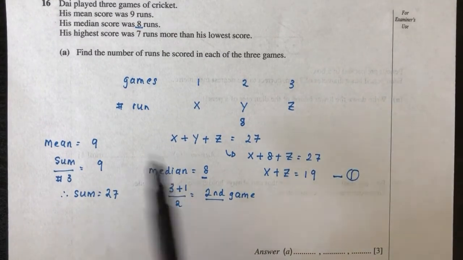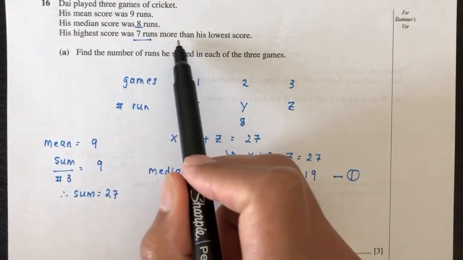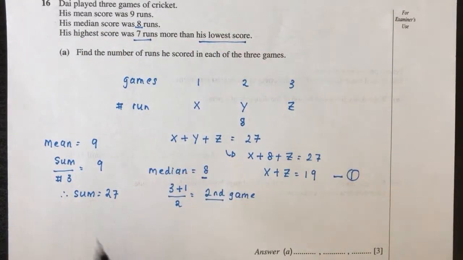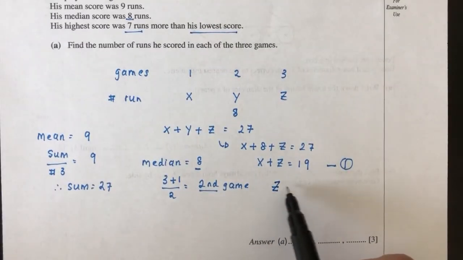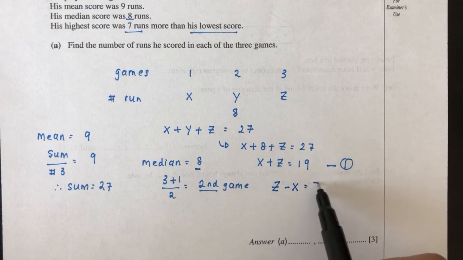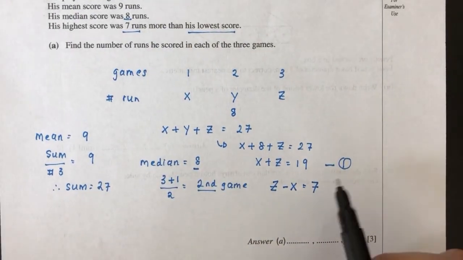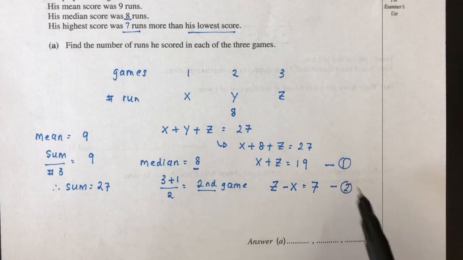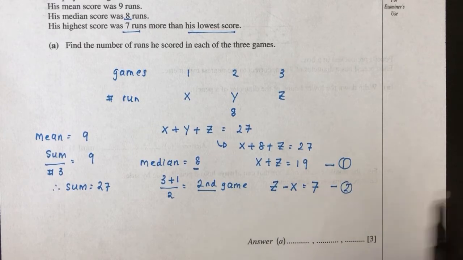Okay, so moving on to this one. His highest score was 7 more than his lowest score. So highest, lowest, highest minus X will be 7. That's the difference between their 2 scores. So here we have equation number 2. So we have to solve these 2 to find the values of X and Z.